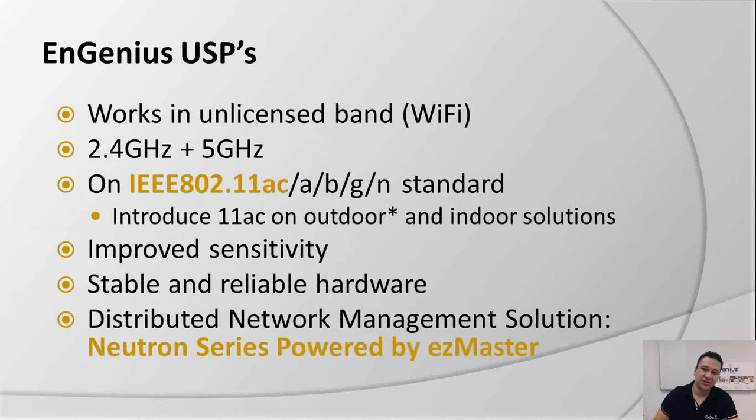So the USPs for EnGenius: we work generally in the unlicensed band. We have products based on the Wi-Fi standard, so we have products in 2.4 and 5 gigahertz. We focus on the whole line of the IEEE standard, including 11AC. And we actually are one of the first manufacturers that provide an 11AC outdoor solution in the world. And we focus on improved sensitivity and stable and reliable hardware.